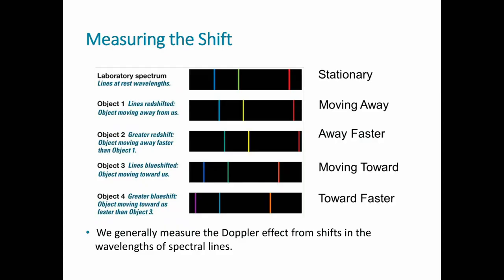So by studying the spectrum, you can figure out what it's made out of, but you can also tell whether the object is moving towards you or away from you.